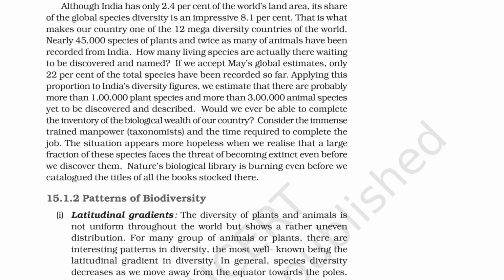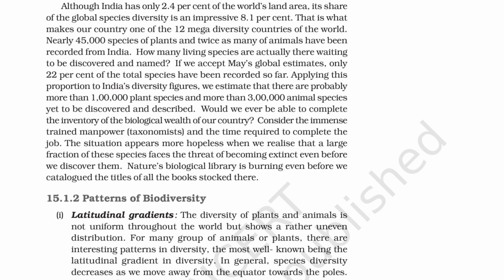How many living species are actually there waiting to be discovered and named? If we accept May's global estimates, only 22% of the total species have been recorded so far. Applying this proportion to India's diversity figures, we estimate that there are probably more than 1 lakh plant species and more than 3 lakhs animal species yet to be discovered and described.